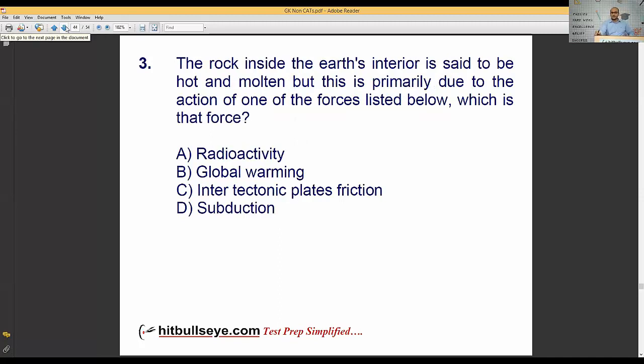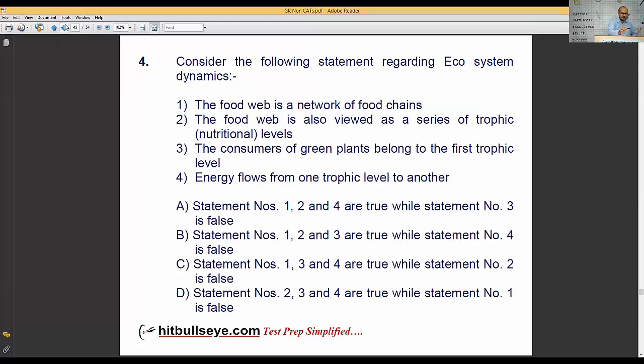Next, the rock inside the Earth's interior is said to be hot and molten, but this is primarily due to the action of which one of these forces listed below? Okay, I see that most of you are answering this question very confidently and unfortunately wrongly. The answer is radioactivity, the radioactive decay of radioactive materials inside the core of the Earth.